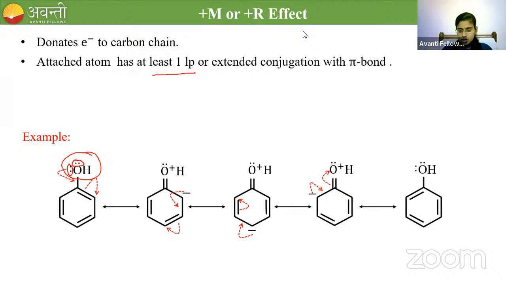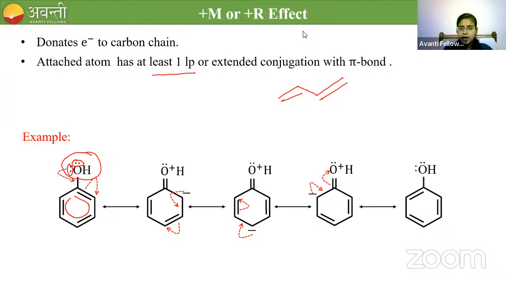Okay. So if this has to happen, the compound should have at least one lone pair of electrons or extended conjugation with the pi bond. Conjugation means alternating: one double bond, one single bond, and one double bond and one single bond. So that is called conjugation. Extended conjugation means we should have at least more than two pi bonds. This type of system will lead to delocalization, and that is called resonance. Okay. So all electron donating groups will show plus R effect.